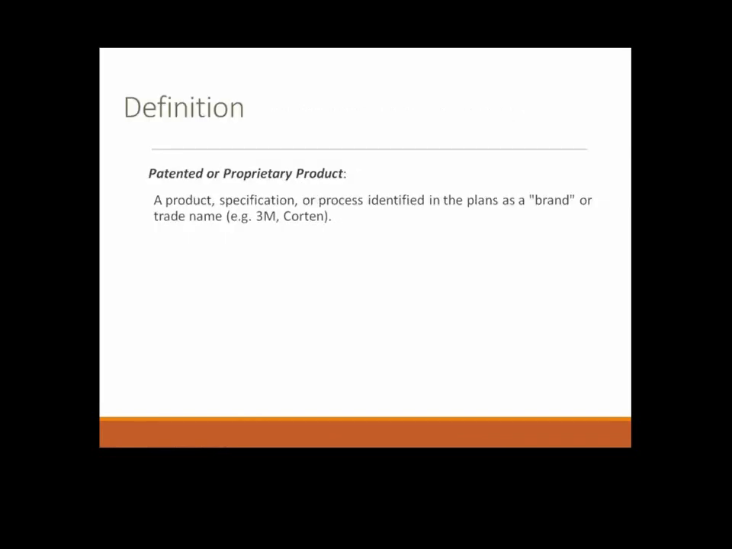Okay, let's start with the definition. This is all review. Let's start with the definition of a proprietary product. When I say a proprietary product, I mean also a process, and that is something that you would identify by a trade name such as 3M sheeting or a Corten steel, something along those lines. But you need to also be careful when you're doing specifications and design notes that it can also be a specification that has been so narrowly defined that only one manufacturer can meet that, and that is still considered a proprietary product.